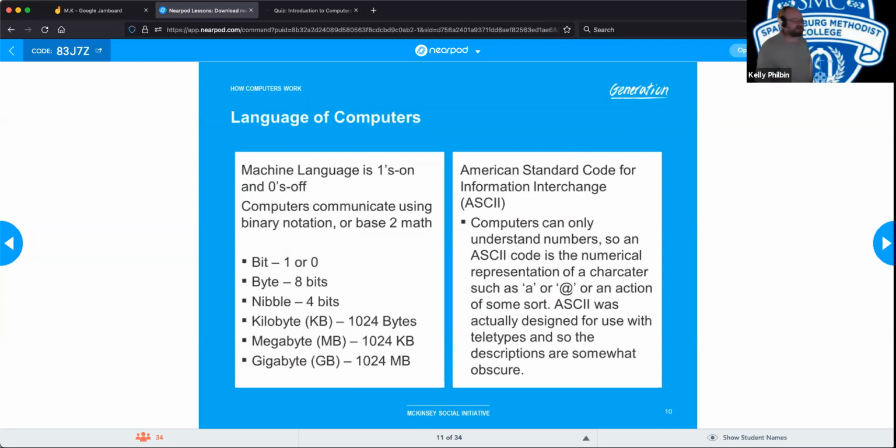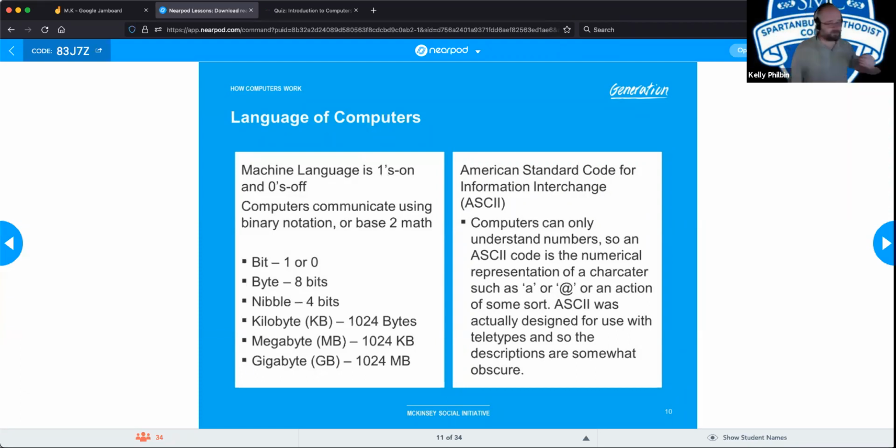Everything that is run on a computer is either a 1 or a 0, also known as binary. And you can think of it kind of like a light switch. It can either be on or off, a 1 or a 0. So that's how binary itself works.